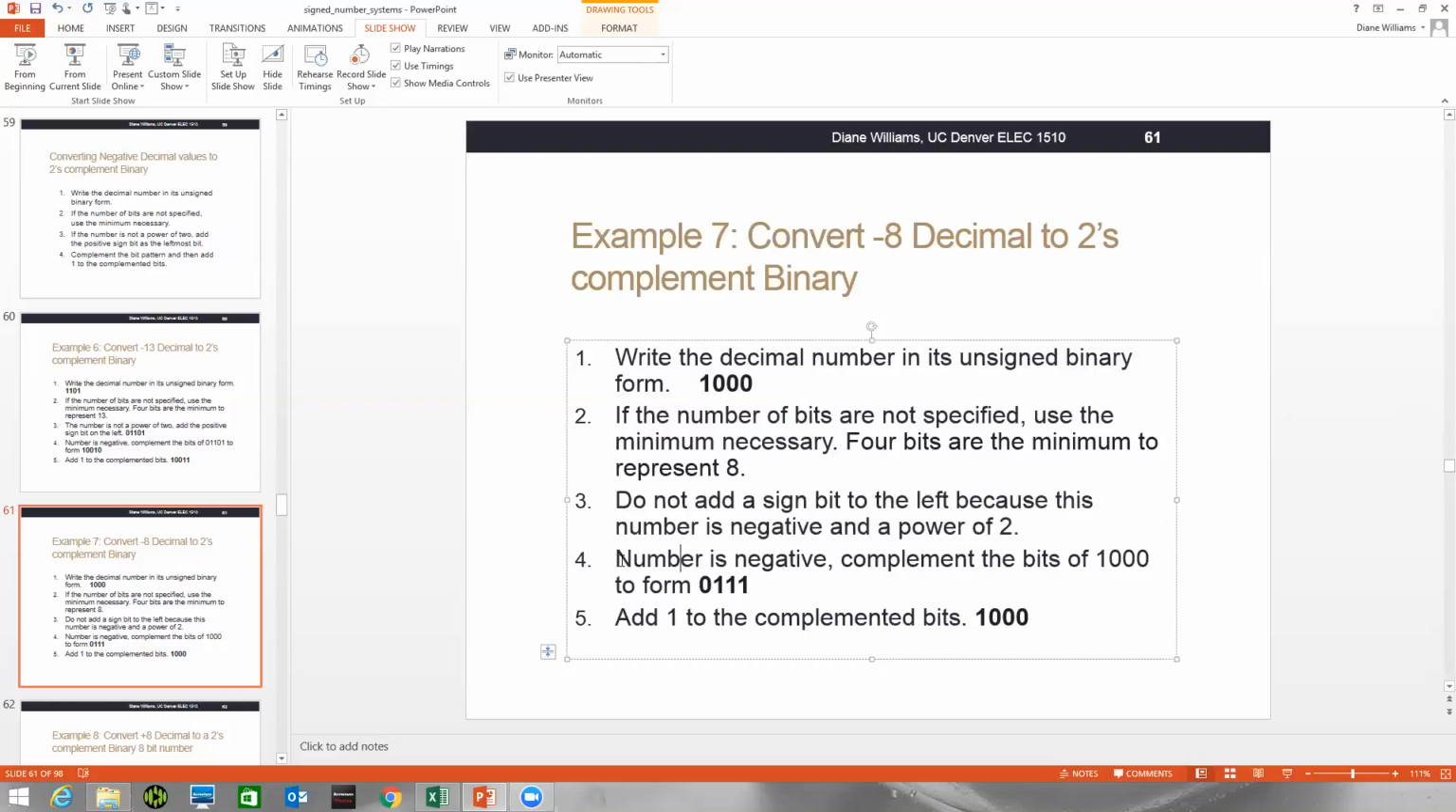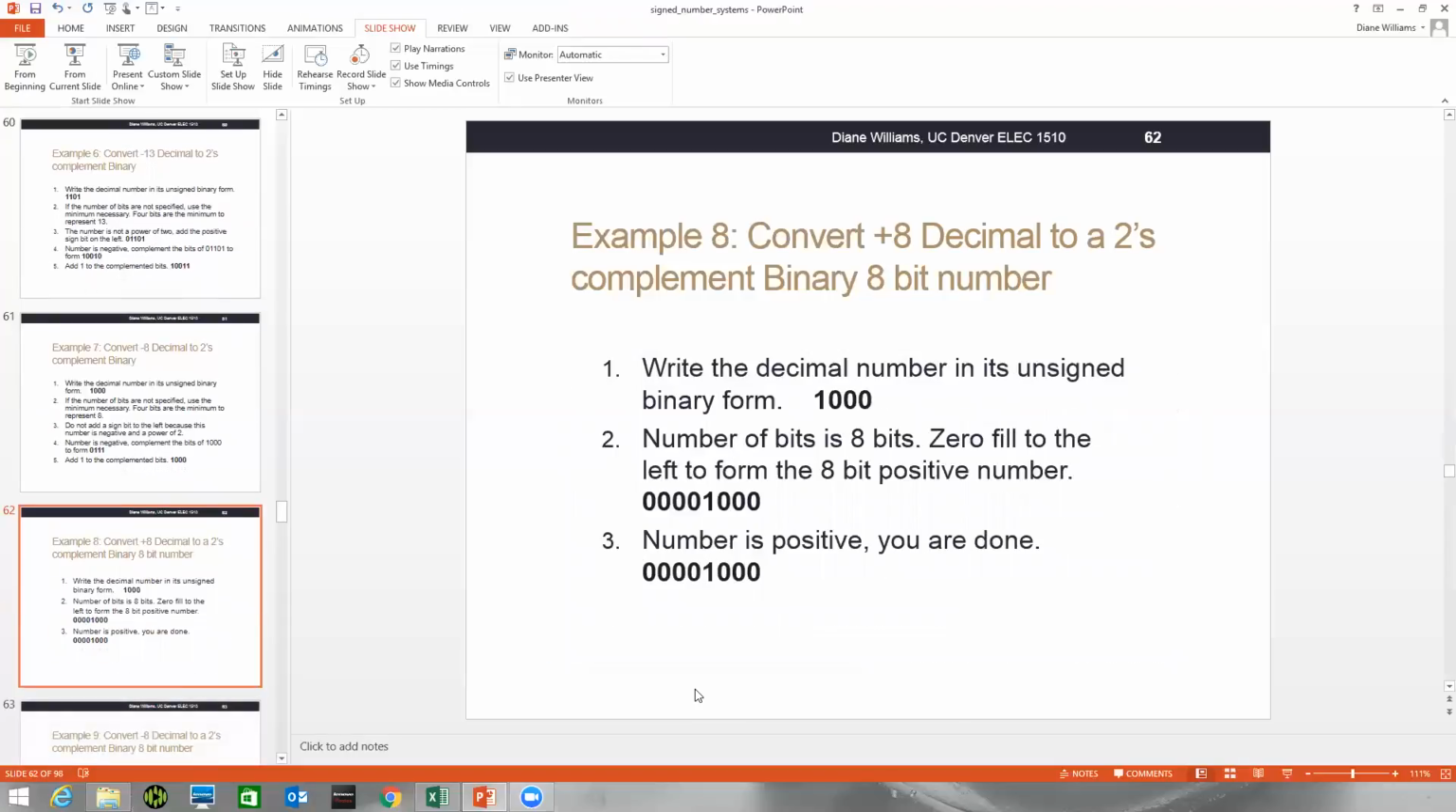But because the number is negative, we complement the bits to form 0111. And then when we add 1 to it, we get the same number back. So for negative numbers, powers of 2 are an exception, right? And this is the minimum representation we need to represent negative 8 as a binary 2's complement. So there are special rules for powers of 2 when the number of bits is not specified.